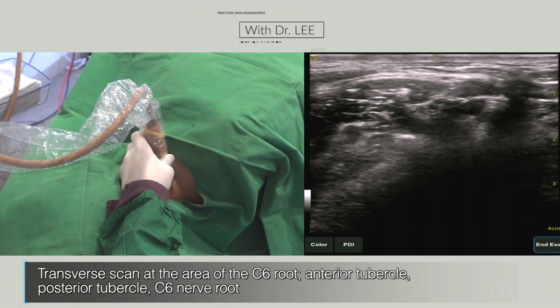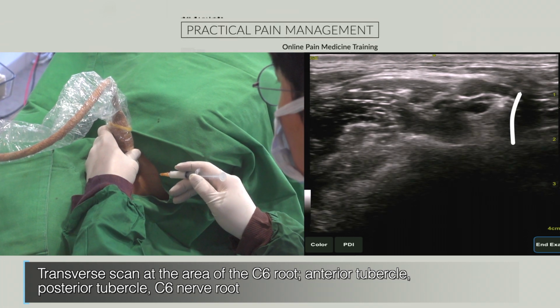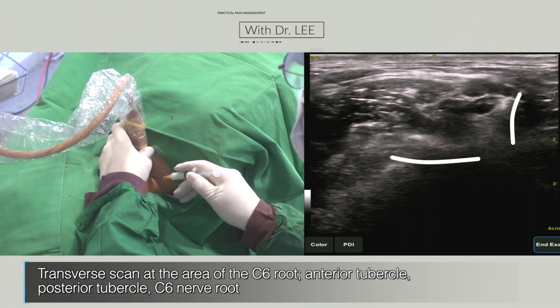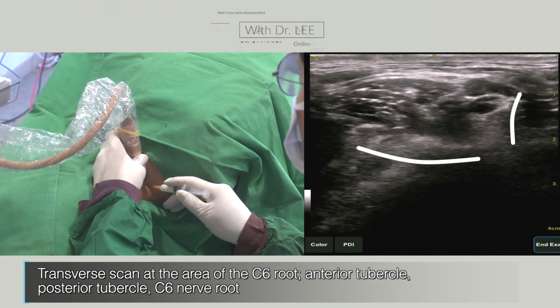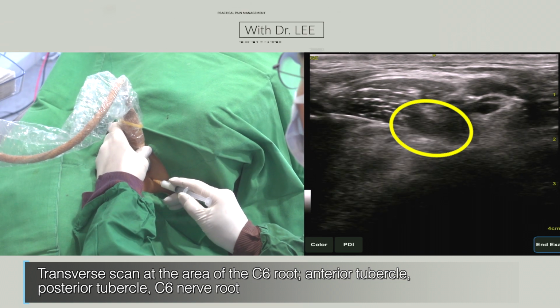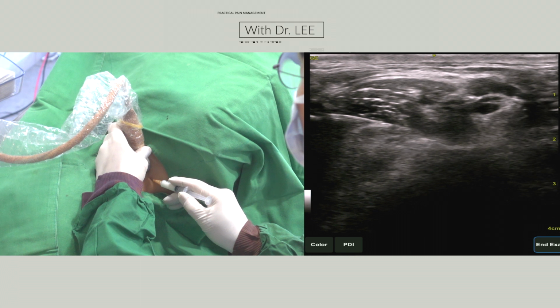This scan is a transverse scan at the area of C6 root. Anterior tubercle of C6 is very prominent, but anisotropy makes it challenging to identify. Search the anterior tubercle very carefully. Posterior tubercle is relatively perpendicular to the ultrasound beam, so it is not difficult to find the linear transverse echogenic posterior tubercle. Single or several hypoechoic neural fascicles of C6 root can be found in the groove.